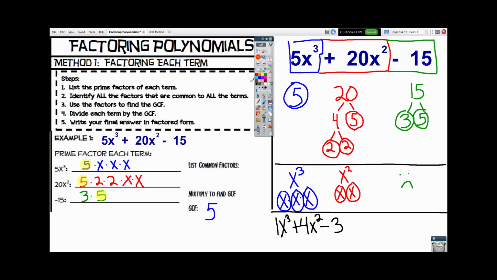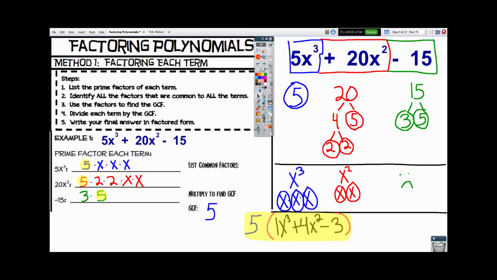Write your final answer in factored form. I'm going to use pink. Okay, so we put what's left over after we factored out the 5 on the inside of the parentheses, and then the 5 itself moves to the outside. And there we go. We have factored out the 5, and that's about all we can do with this particular trinomial.